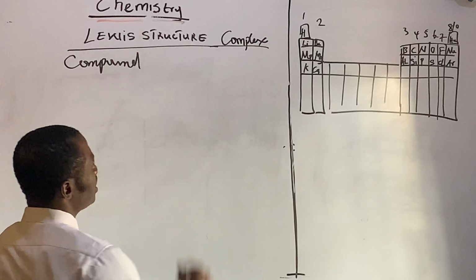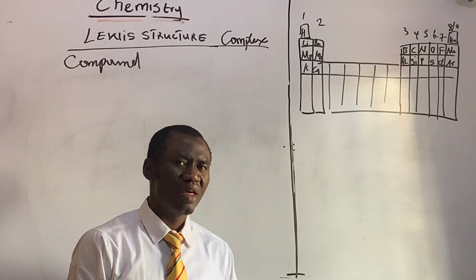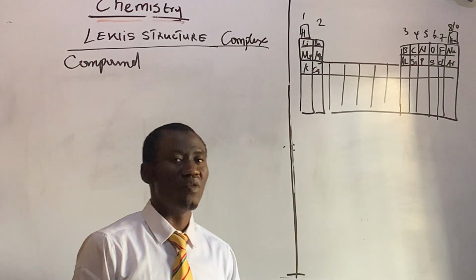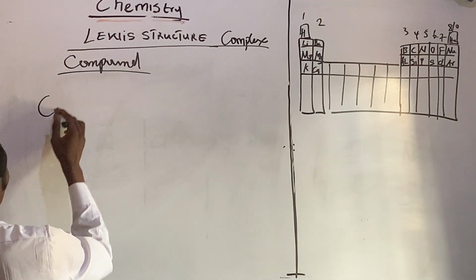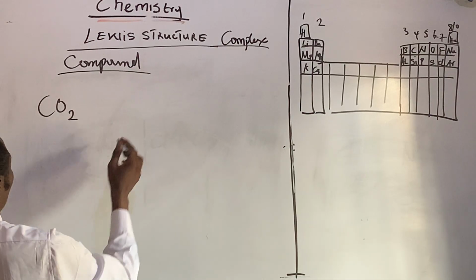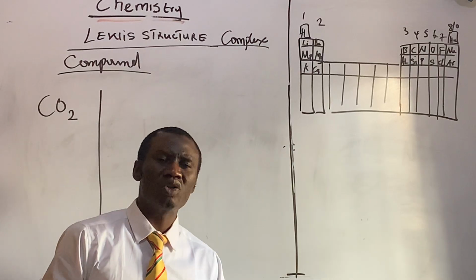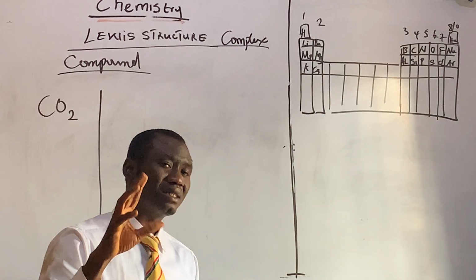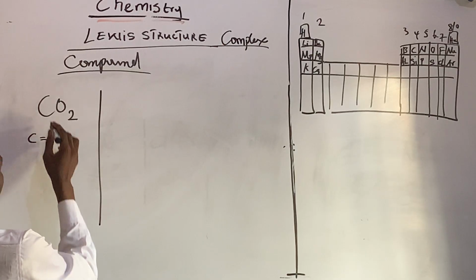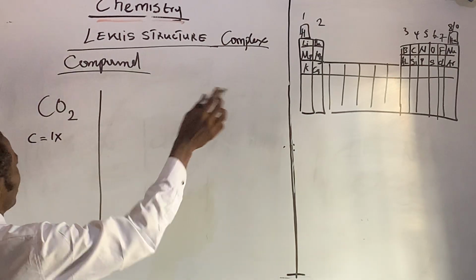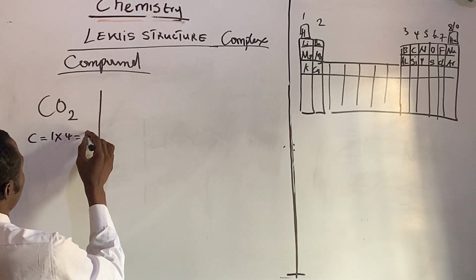Now, we have the periodic table over there to show us the number of valency electrons in each of those elements. Let's start off with carbon dioxide, CO2. What's the Lewis structure for carbon dioxide? First of all, you count the number of valency electrons in the compound. Now we have carbon. How many carbon do we have? I have 1. So 1 times, what's the valency electron for carbon? That is 4. 1 times 4 is 4.